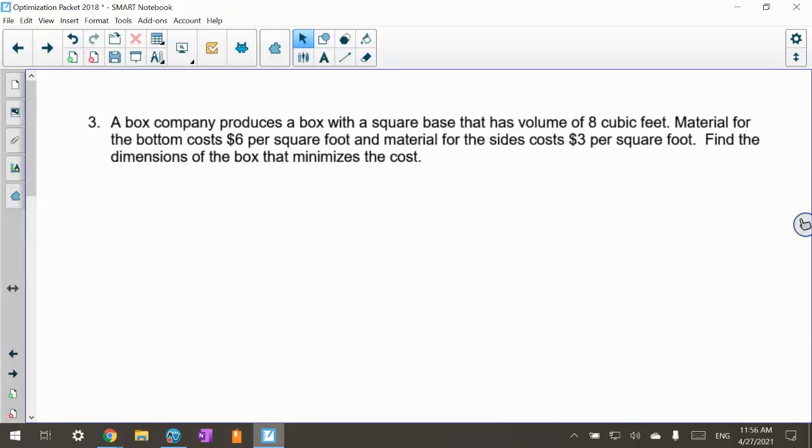Okay, this video is for my Calculus 1 class, and we're talking about optimization. So this is Optimization Lab 2, number 3. A box company produces a box with a square base. So let's draw a box with a square base.